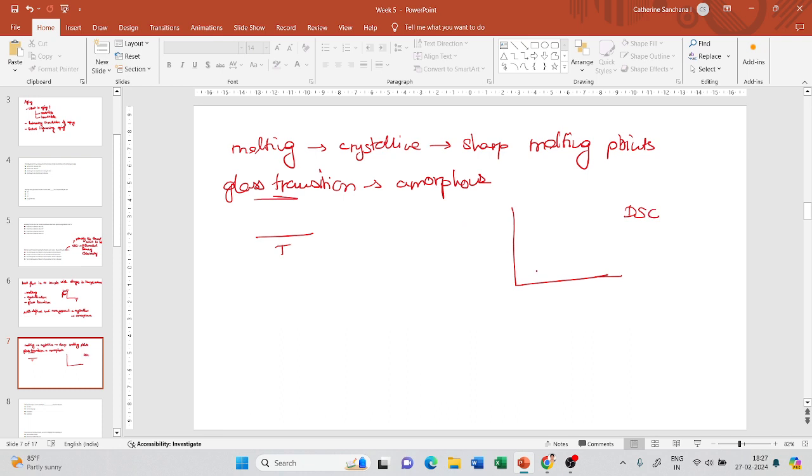Now, if you see, this is the heat flow curve. Okay, so how do they actually measure this heat flow? What they do is, they will have two pans, okay, one with the sample and one an empty pan. Okay, either it could be an empty pan or it could be a sample with a reference or a reference sample.